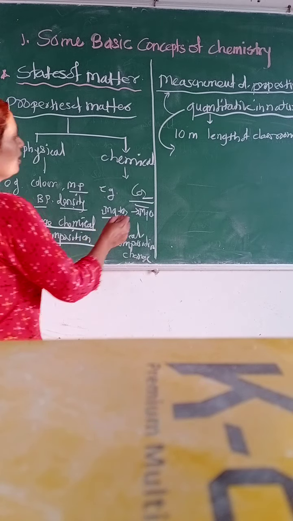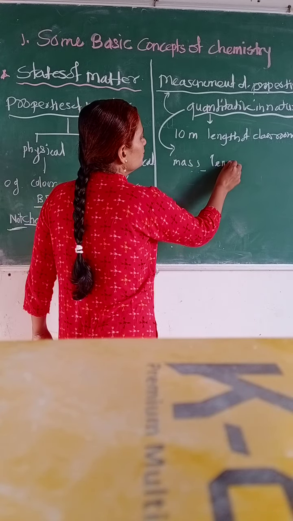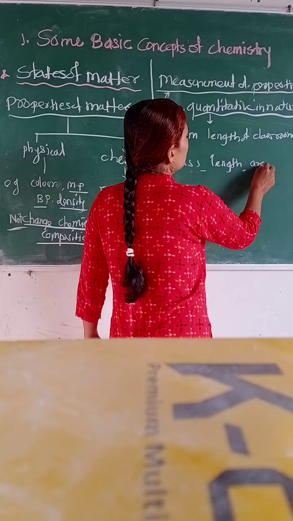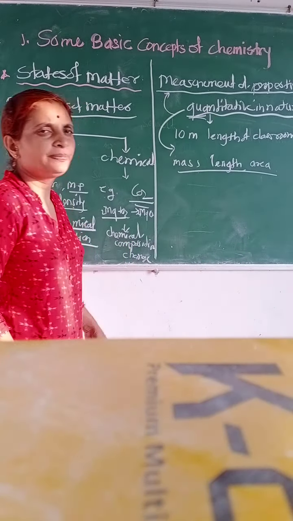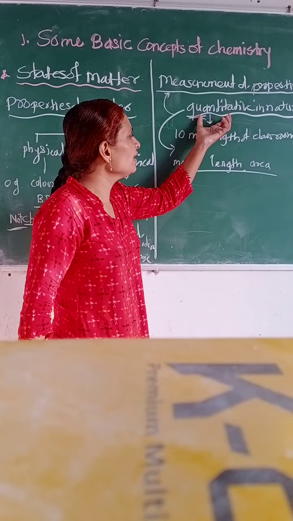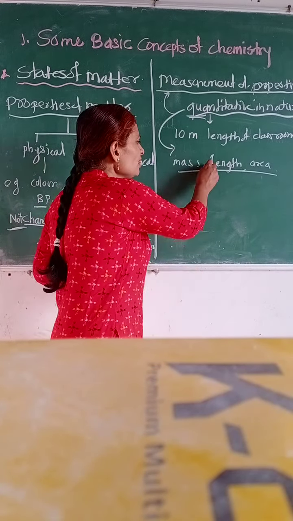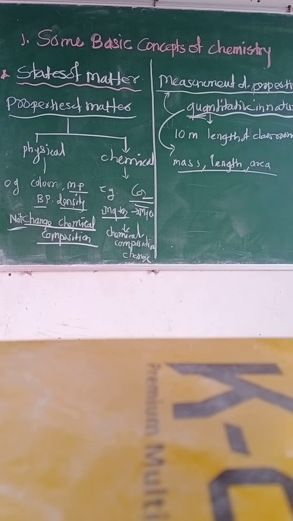For example, mass, length, then area. It means we have to measure the quantity here. These properties are quantitative in nature: mass, length, area. We have to measure these properties, and we require a unit, and that unit has to be followed.